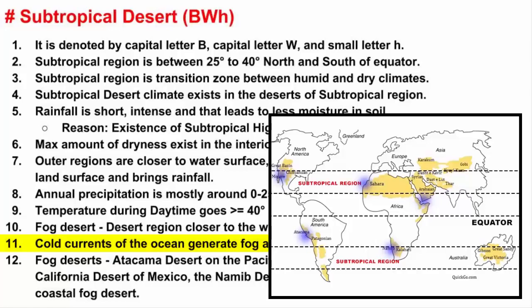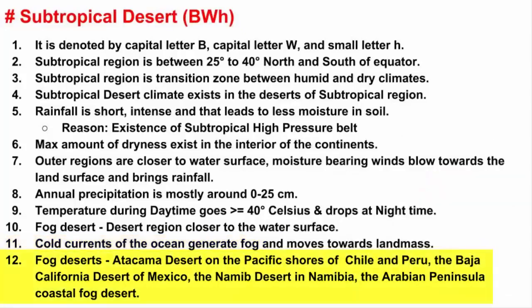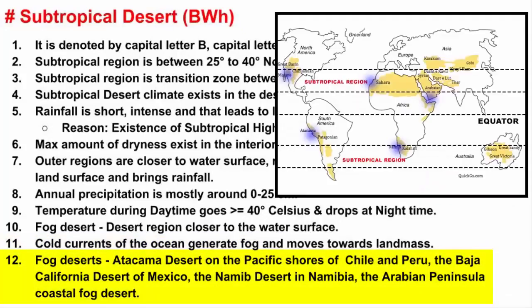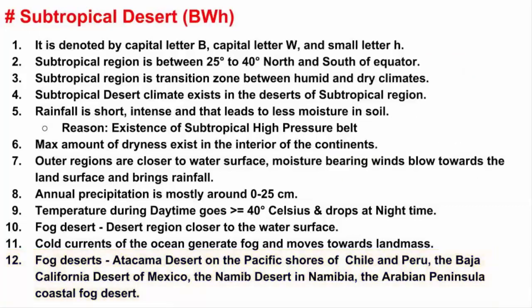So if at all you get a question about fog desert, immediately think of the desert regions which are closer to the water surface. If you want some examples of fog deserts, they are Atacama Desert on the Pacific shores of Chile and Peru. And then there is Baja California Desert of Mexico. Then there is Namib Desert in Namibia. And then there is Arabian Peninsula Coastal Fog Desert. So this was all about the subtropical desert climate.